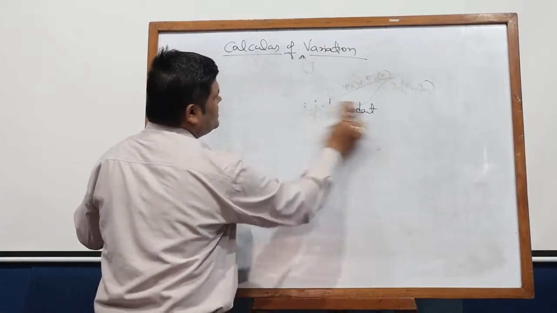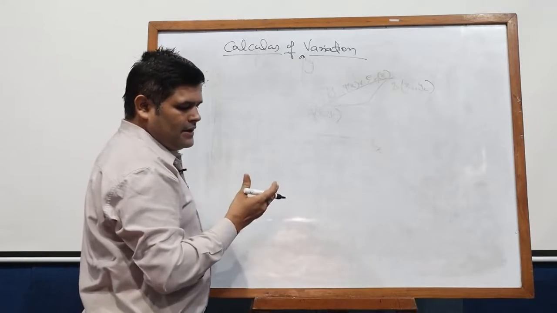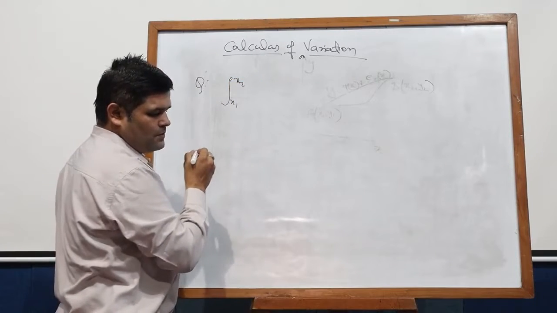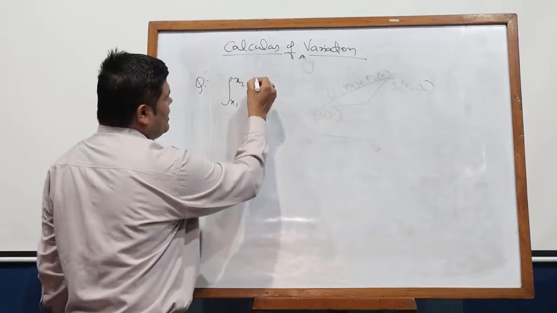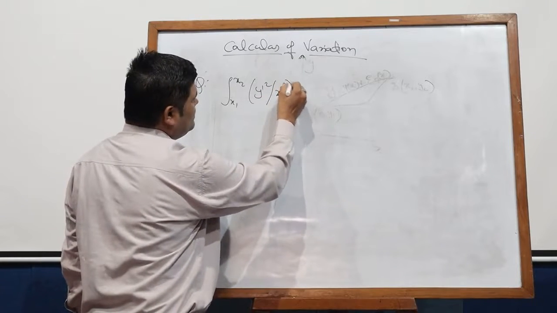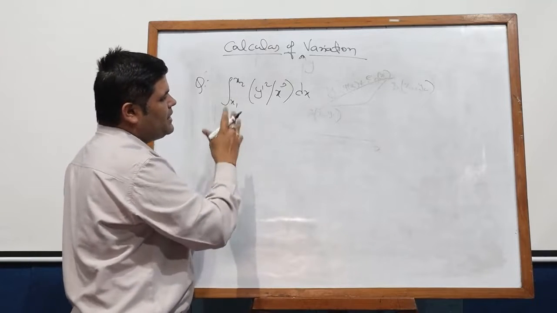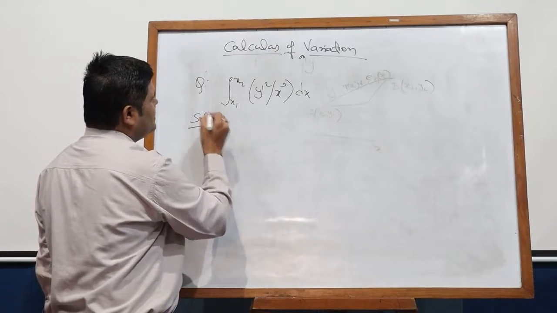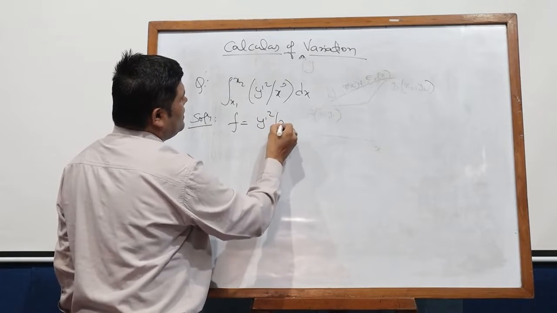Let me explain this condition with a question. The question is that we have to find the extremals of the functional. We have this functional, the integral from x1 to x2 of y dash square upon x cube dx. This is a functional, and we have to find the extremal or minimum of this function. So we start the solution. Here we have f equals y dash square upon x cube.